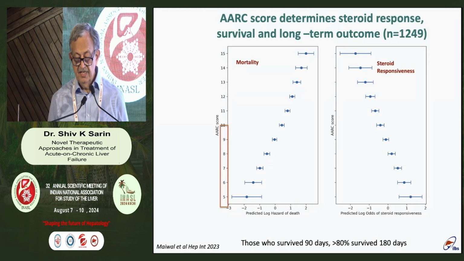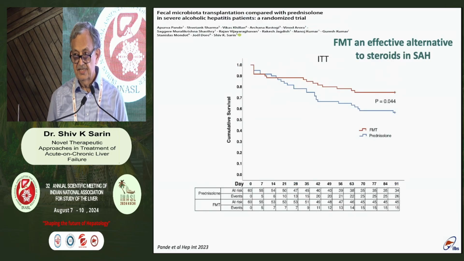Very easy. If you use the ARC score, those who have an ARC score of less than 10 will respond to steroid. Those who have an ARC score of less than 10 have a benefit on survival. ARC score is simple, bedside. So ACLF means jaundice, coagulopathy and ascites. If you are using steroids, you may try and evaluate ARC score. But as I said, 86% are not benefited.